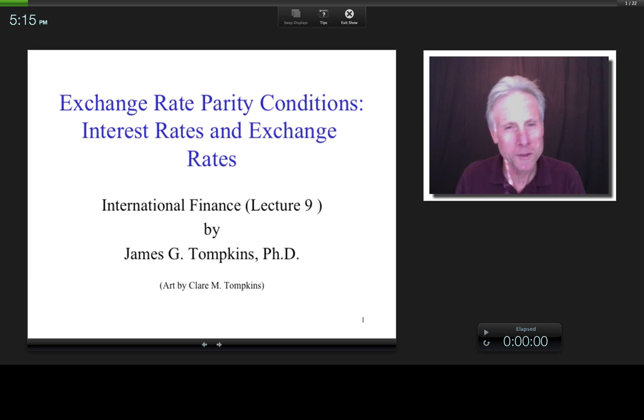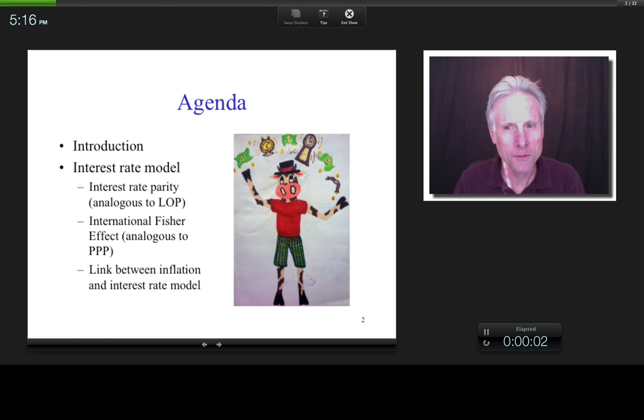So in any case, what we're doing today is yet another cog in the wheel, if you will, of understanding why it is that the dollar goes up and down in value. And we're going to look at the role of interest rates. So let me begin with an agenda. I'll start off by putting today's lecture in perspective as it relates to the inflation model, and then we'll actually get into the interest rate model. Talk about interest rate parity, which is analogous to the law of one price in Lecture 8. We'll look at the international Fisher effect, which is analogous to purchasing power parity from Lecture 8, and I'll remind you of that in a minute. And then I've told you how conceptually the inflation model and this model are identical, but we'll also show it mathematically.